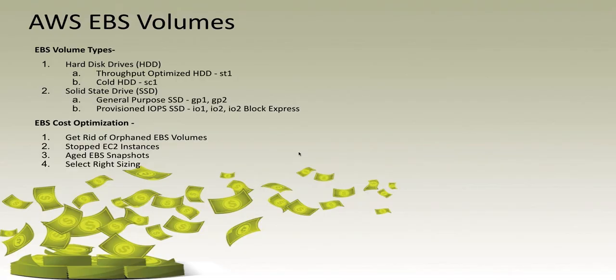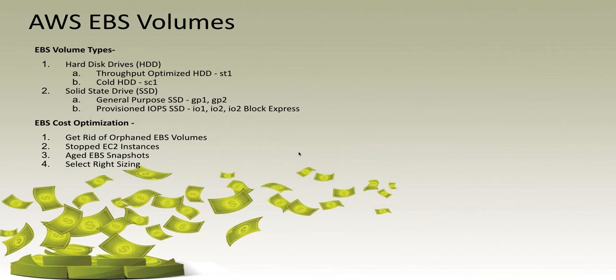Now that we understand how pricing works for EBS volumes, let's see the different ways you can reduce the cost. The first thing you should look for is to get rid of orphaned EBS volumes. What does it mean by orphaned EBS volumes? These are unused EBS volumes which are not attached to any EC2 instance and are costing you money. A great first step to save money is to get rid of these types of EBS volumes.